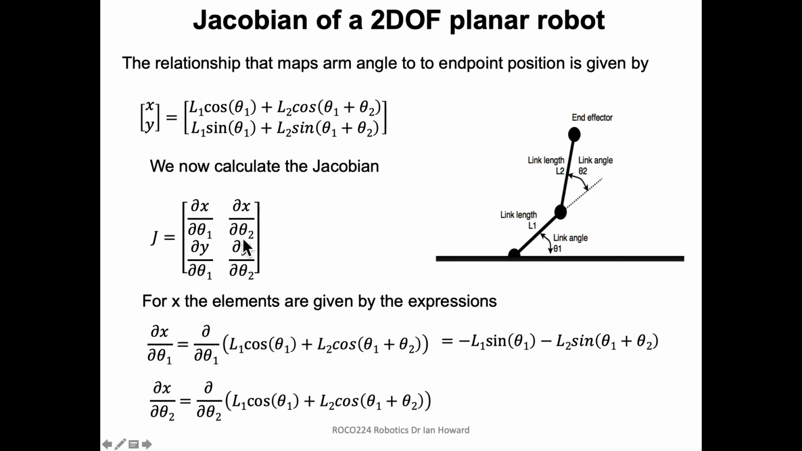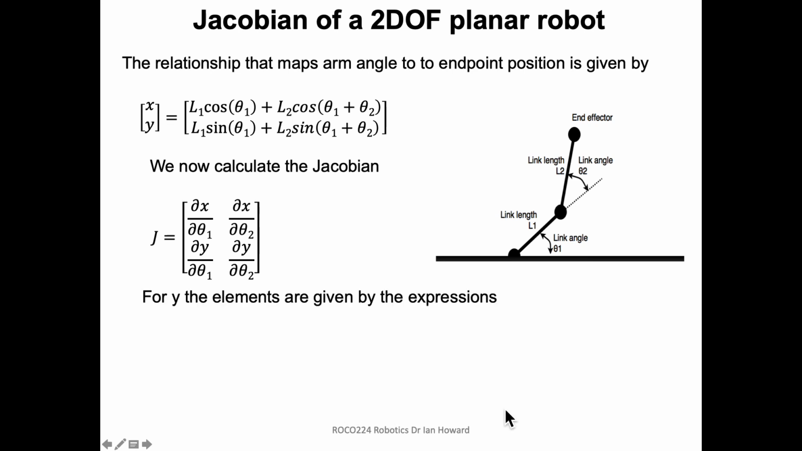And then we do the second expression, that in x with respect to theta 2, and the expression is almost the same, except obviously the first term has only got theta 1 in it, so we take the differential of that with respect to theta 2, that all disappears, and what we're left with is minus L2 sine theta 1 plus theta 2. And then we do the y expressions.